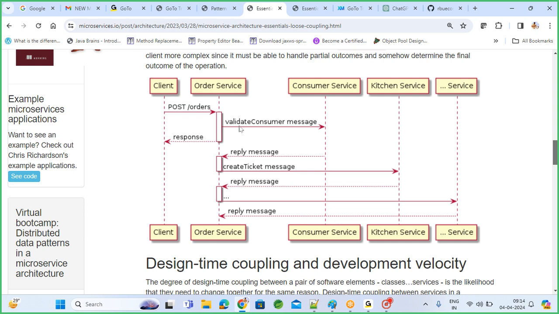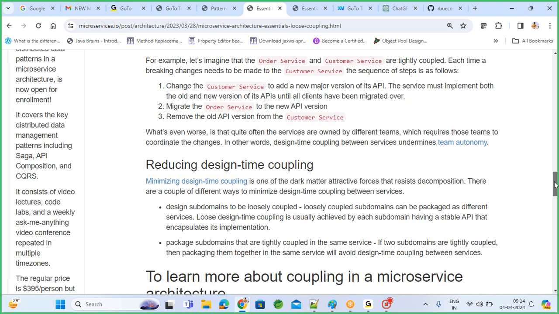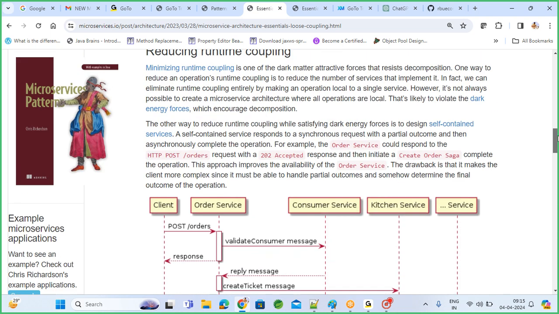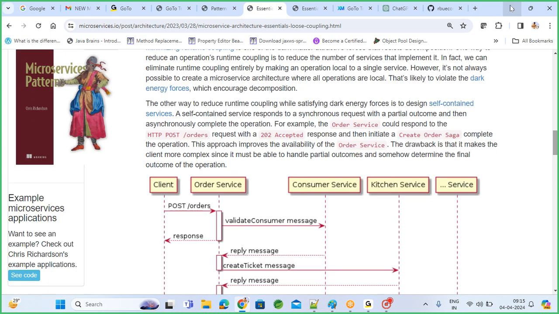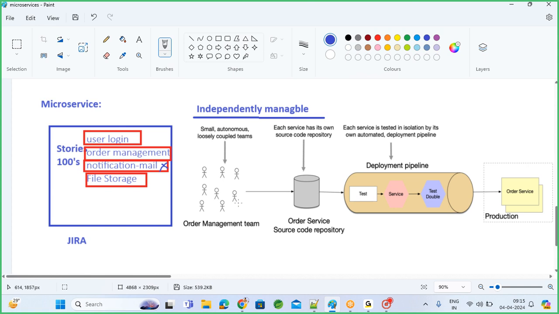Then in the background it will make a call to consumer service and so on. The remaining work it will do on its own without waiting for the customer. So, independently manageable and loosely coupled.